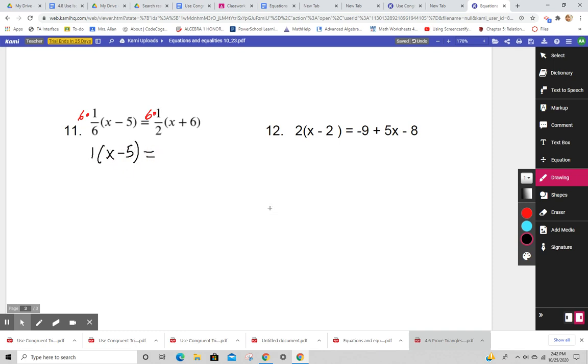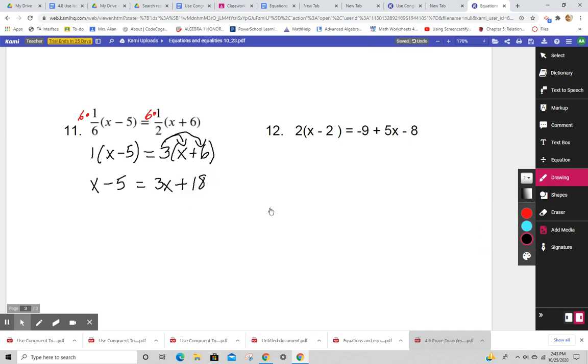6 times 1 is 6. Divide that by 2, that's 3, times the parentheses. We can distribute: 1 times x is x, and 1 times minus 5 is minus 5, equals 3 times x is 3x, and 3 times 6 is 18.